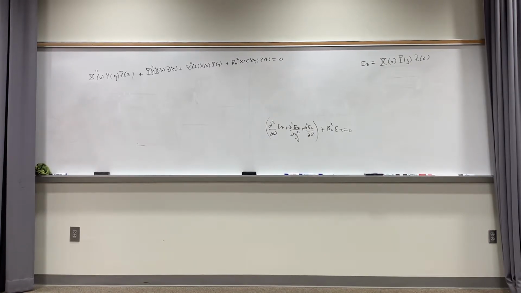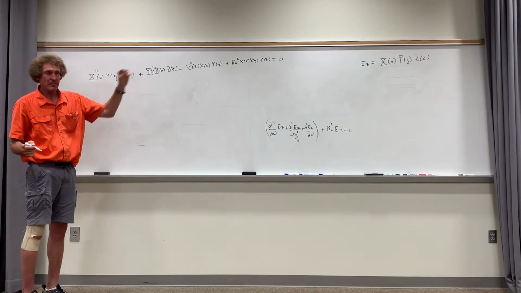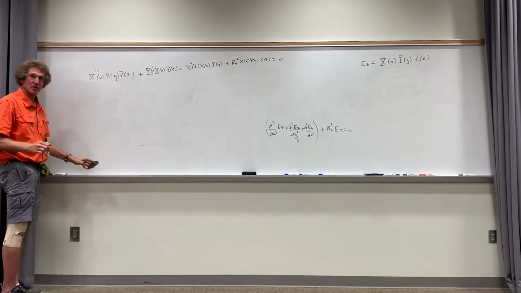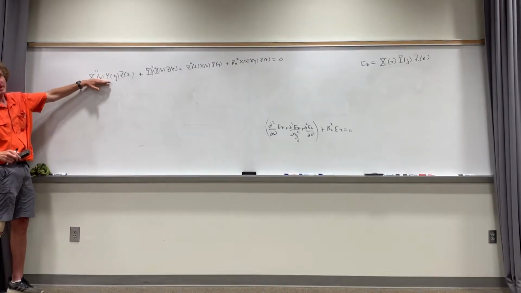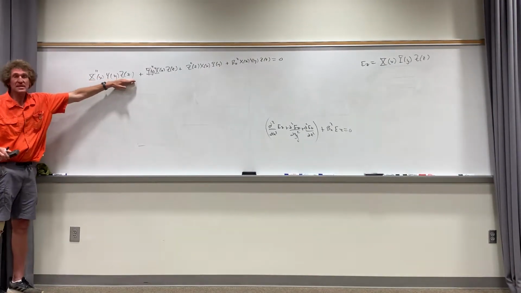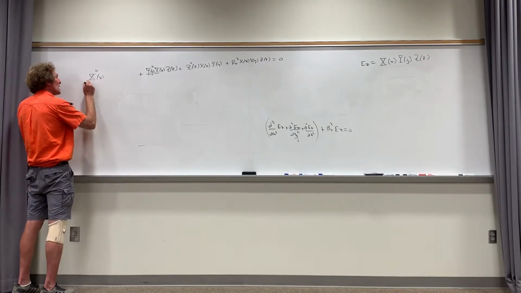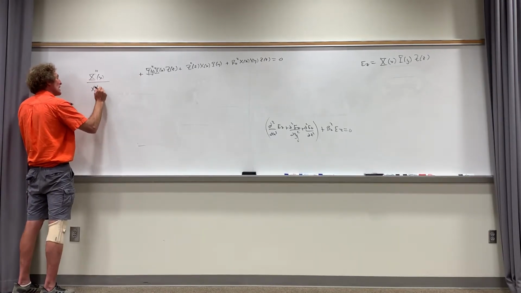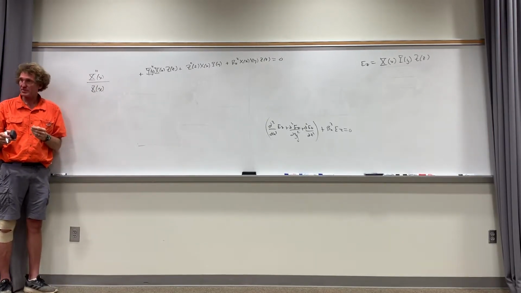Now remember, we're trying to solve this thing. So what we're going to do is divide everything by capital X, capital Y, capital Z. And in doing so, watch what happens. If I divide this by capital X, capital Y, capital Z, the Y and Z go away, right? And then I get X double prime divided by X. Do y'all see that, class?